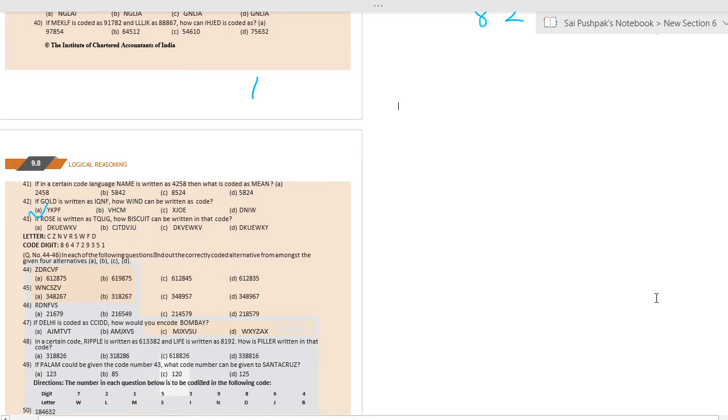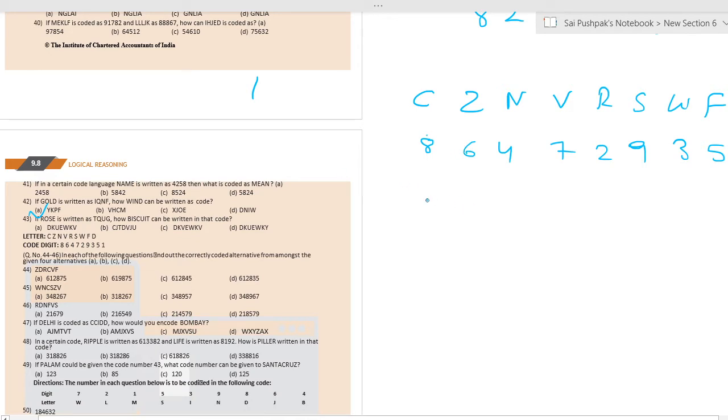So the next one is T, Z, N, V, R, S, W, F, T. So they have given these 8 letters, and they have also given the code digits 8, 6, 4, 7, 2, 9, 3, 5, 1. Simple. They have given the letters, and they have given the code of those letters. Simply you have to substitute.